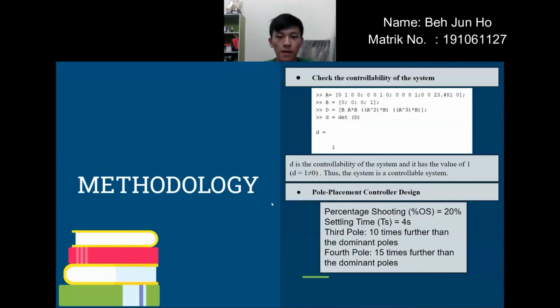After we know the system is controllable, we give some specifications onto the system. Firstly, the percentage overshoot is 20%. Settling time is 4 seconds. The third pole is 10 times further than the dominant poles, and the fourth pole is 15 times further than the dominant poles. So this is the specification of the system.